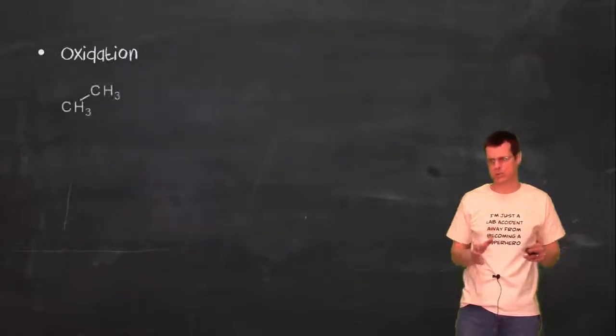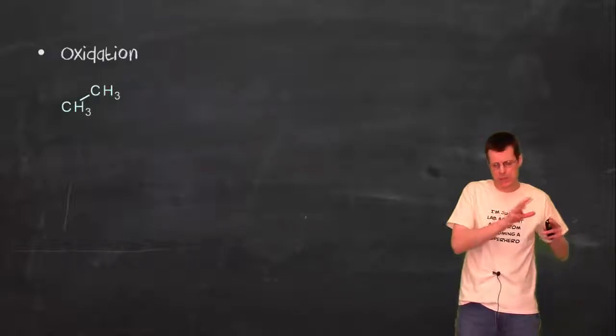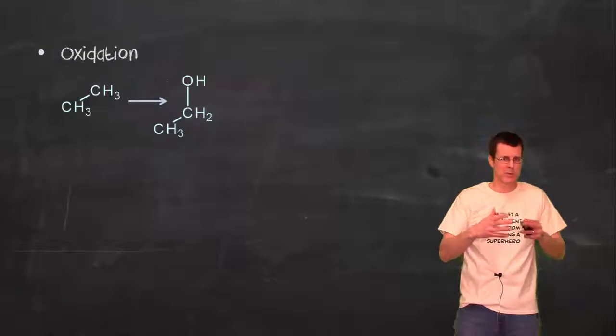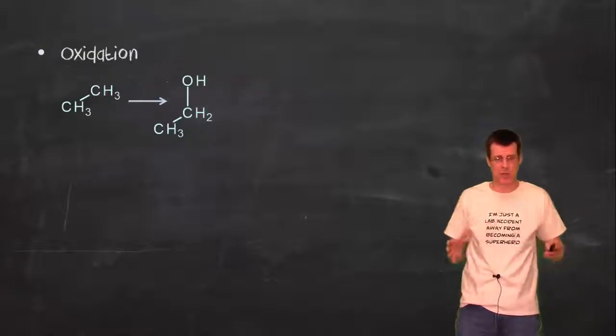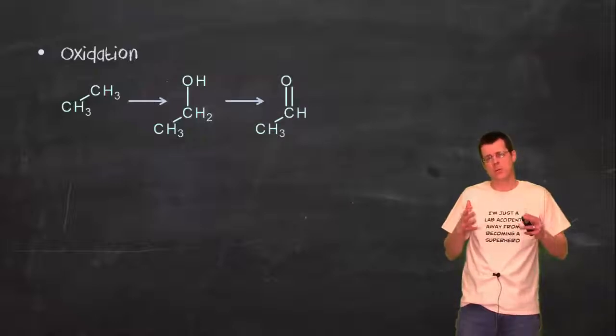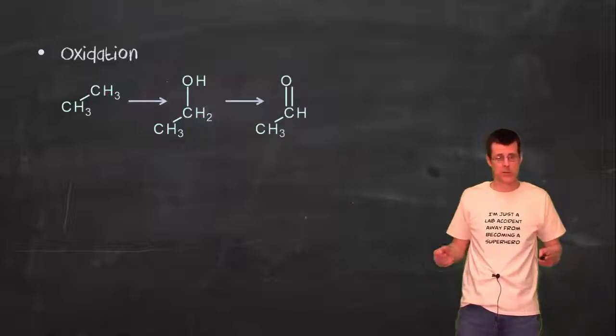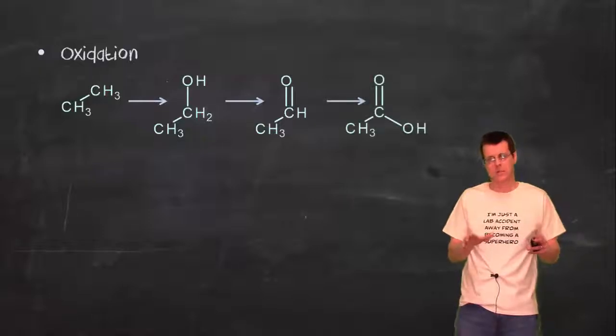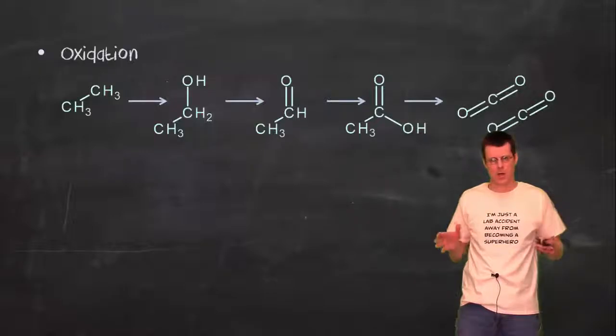Oxidation is going to be a big one for us. And the large look at oxidation is going to be going from something like an alkane or an alkene, a straight hydrocarbon, to an alcohol, to an aldehyde or perhaps a ketone, depending on where the carbon of the functional group is, to an acid, if that's possible, and it could go all the way to carbon dioxide.